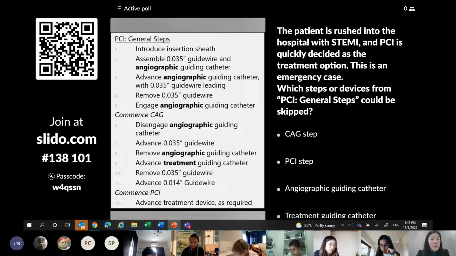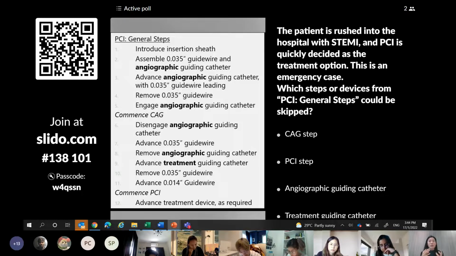But what if this patient is an emergency case? Emergency case means I don't want the steps to be so long. What can I actually skip? What steps or devices can I skip from these PCI general steps? Let's say this is an emergency. Just now I described a case where the patient comes back one month later. You can slowly go check your angiogram, etc. But for an emergency case, the patient is having a heart attack. That means the vessel is blocked.